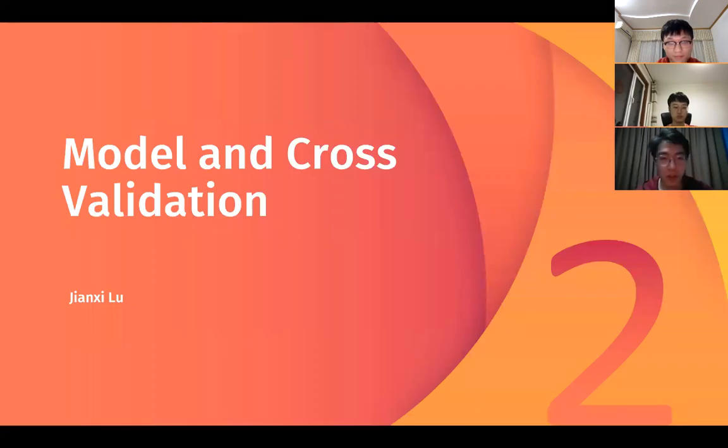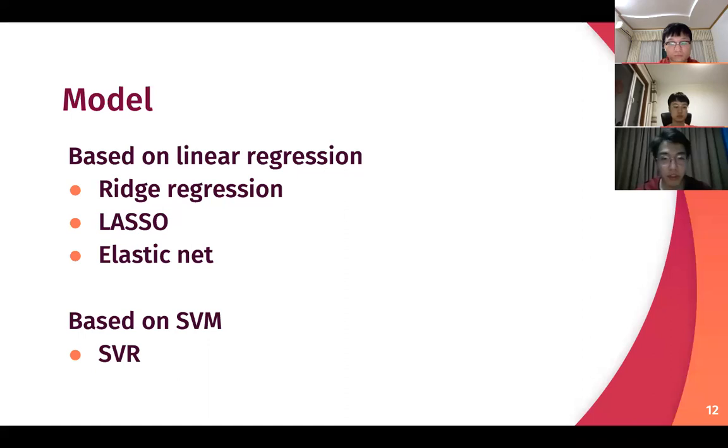Hi everyone, I'm focusing on model and cross-validation. For the model part, we first try some linear regression models, and we use ridge regression, lasso, and elastic net model. Ridge regression and lasso are similar. The difference is ridge regression uses the L2 norm of weight for the loss function, and lasso uses the L1 norm. And elastic net uses both the L1 norm and L2 norm. We use these models mainly to solve the overfitting problem.